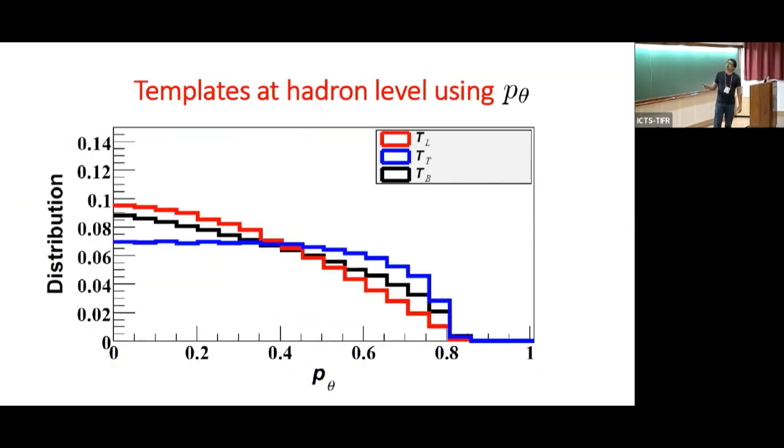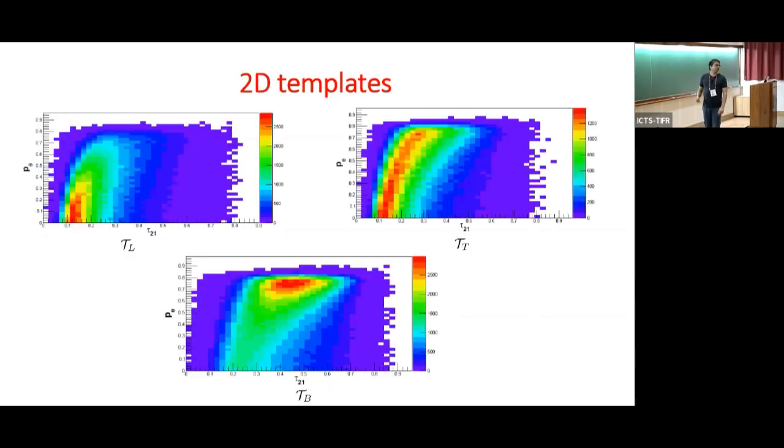So finally we get these templates: this template for longitudinal W bosons, this template for transverse W bosons, and we also simulated what you get for background QCD, which gives this kind of template. So in principle, I could now do a fit to all these three distributions and try to extract what fraction of the jets I'm seeing are longitudinal W's versus transverse W's versus background.